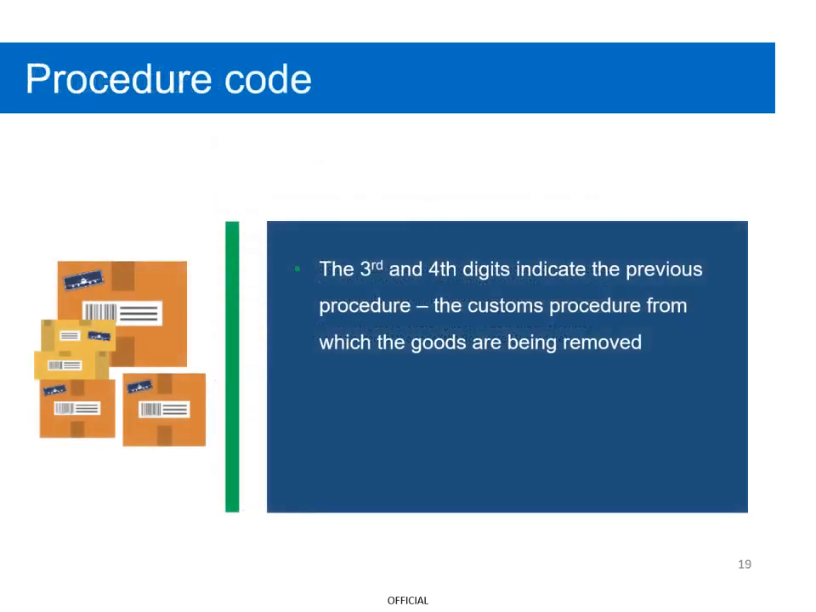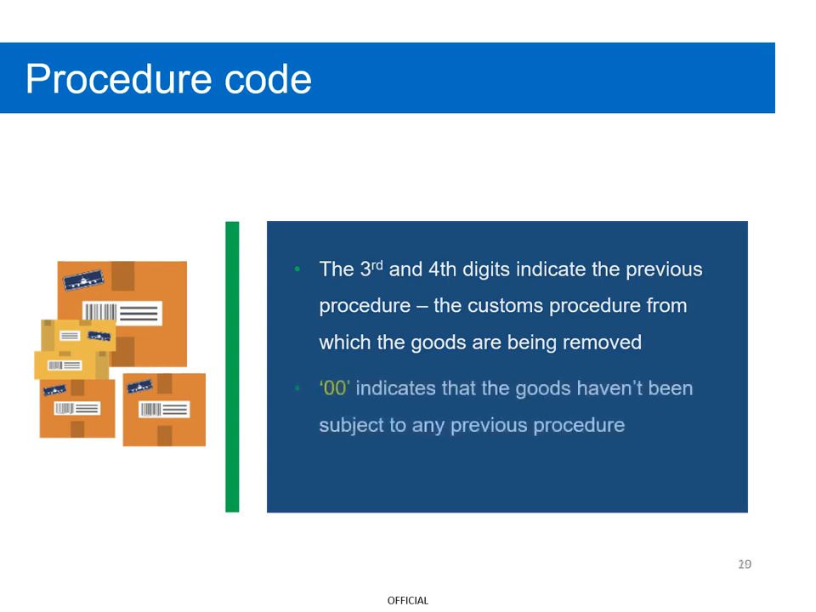The third and fourth digits indicate the previous procedure. In other words, the customs procedure from which the goods are being removed. Using 00 as the third and fourth digit indicates that the goods haven't been subject to any previous procedure. Therefore, Hallie will be using the code 00 as the third and fourth digits.